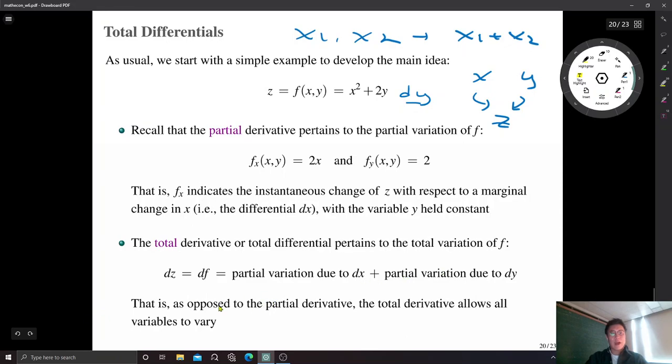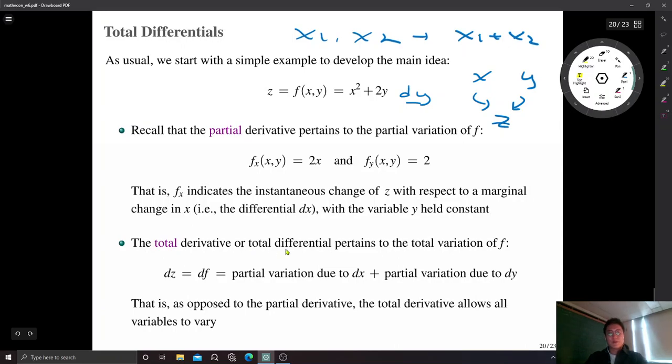One thing you have to notice is, as opposed to partial derivative, the total derivative allows all variables to change. So now we allow x to change, because we consider partial variation due to dx. We also allow variable y to change, because we take into account variation due to dy as well. So that is a total variation, or total differential, or total derivative.